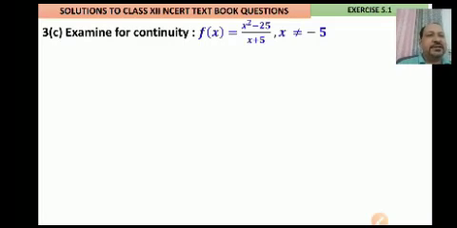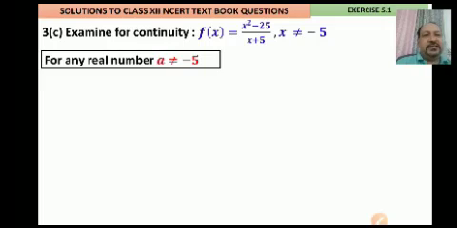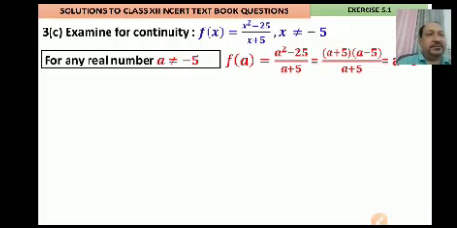Examine the continuity of f of x equal to x square minus 25 upon x plus 5, when x is not equal to minus 5. So for any real number a not equal to minus 5, f of a equal to a square minus 25 upon a plus 5, and you can factorize the numerator into a minus 5 into a plus 5 upon a plus 5.